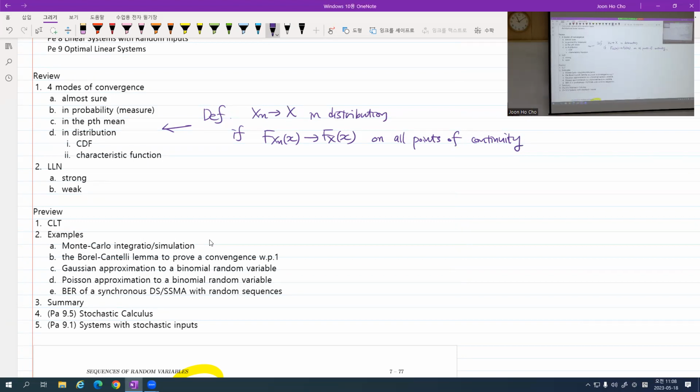Probably I'd better give you an example right away, but we will see that today. Okay? Anyway, this is the convergence in distribution, and there is a simple lemma or result that shows the equivalent definition. What is it?